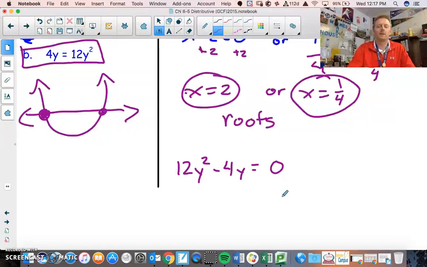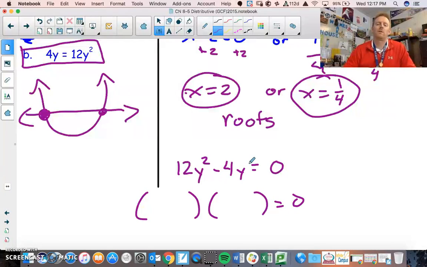So our goal is to get down to two things here that multiply together to equal 0. So see if you can pull something out here, and we will go over this first thing when you get to class tomorrow.